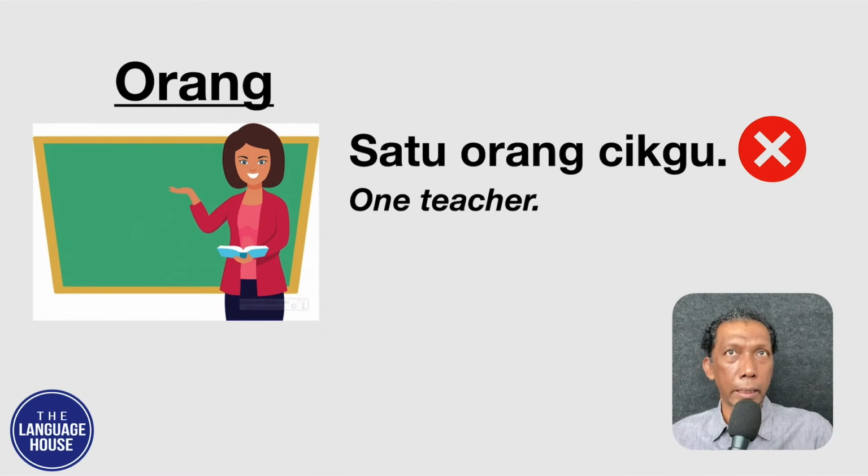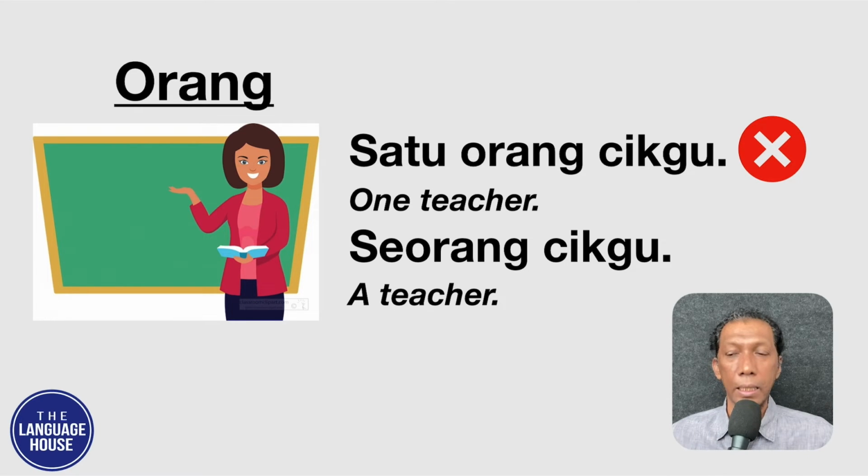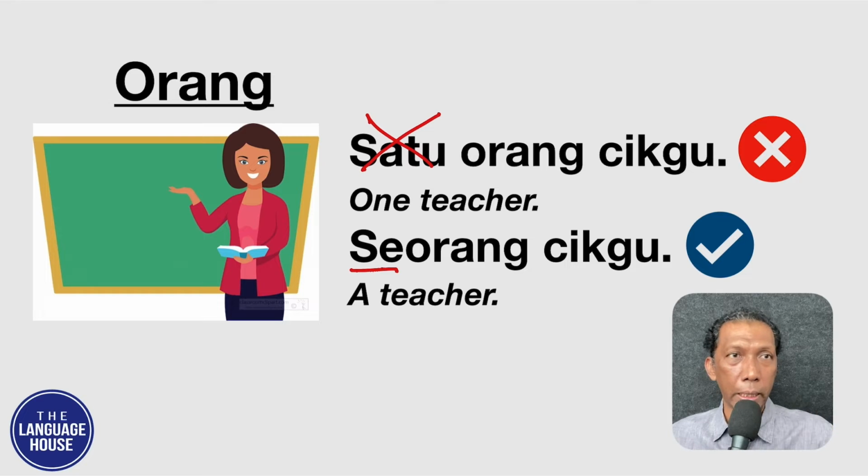When you're using a classifier for 1 item, 1 individual thing, you are using it like in English. It's like a teacher. A teacher, and the classifier is seorang. And you see, we use se instead of 1. We don't use 1, we use seorang cikgu. Remember, this is the exception when you are referring to 1. So seorang cikgu is correct. For classifiers, when there's only 1, you just use se.